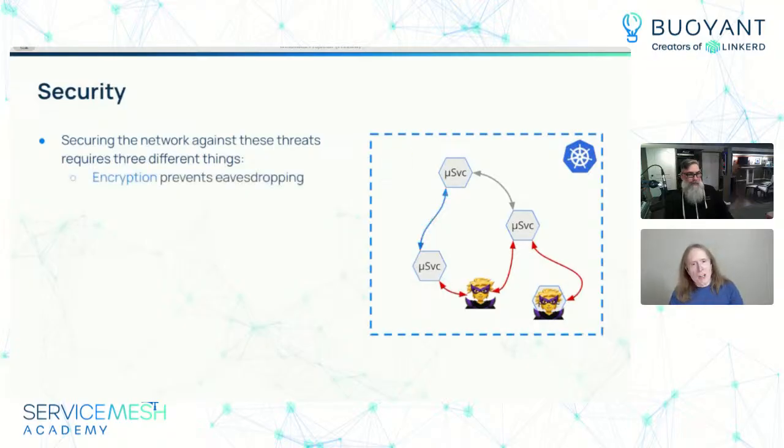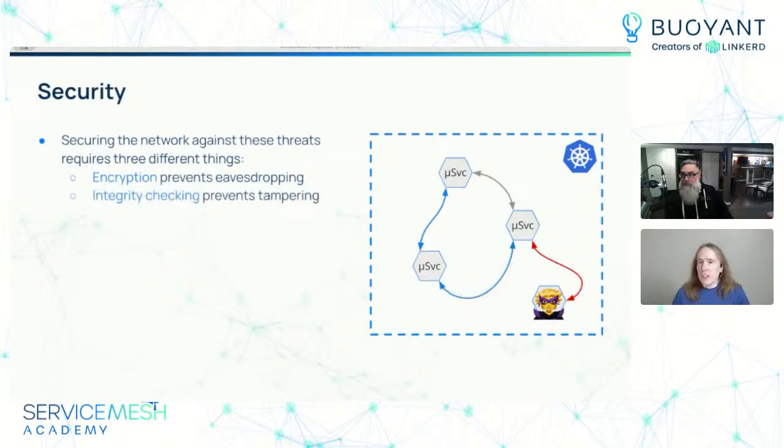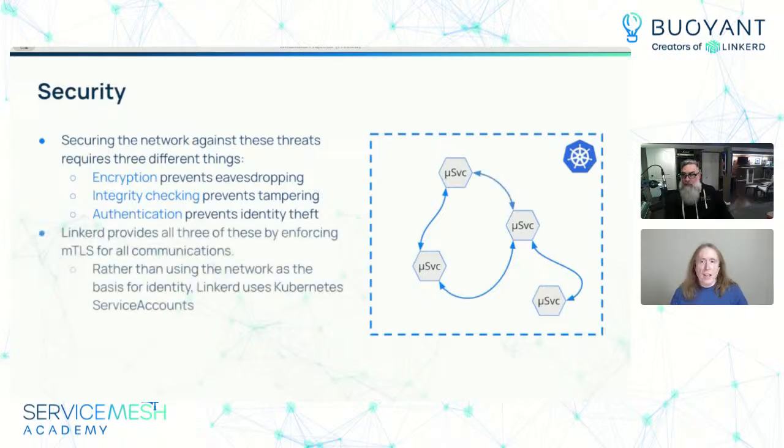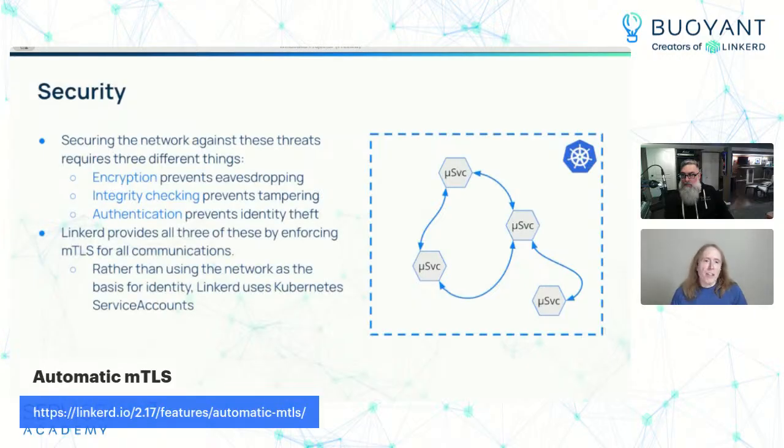You can prevent eavesdropping by encrypting your traffic so that, yeah, the eavesdropper can see the packets, but who cares? They're just gibberish from their point of view. You can use integrity checking to prevent tampering, where you make sure that the packet you receive is actually correct. And you can use proper authentication to prevent identity theft. Linkerd does provide all three of these through the simple expedient of enforcing mTLS everywhere.